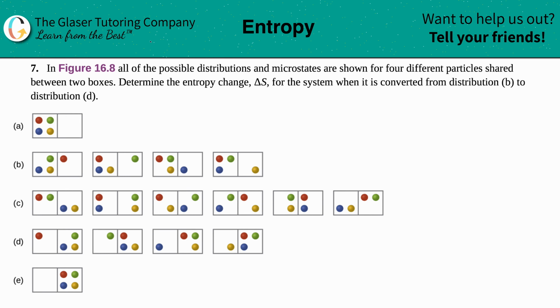Number 7. In figure 16.8, all of the possible distributions in microstates are shown for 4 different particles shared between the 2 boxes. Determine the entropy change, which is delta S, for the system when it is converted from distribution B to distribution D. Okay.